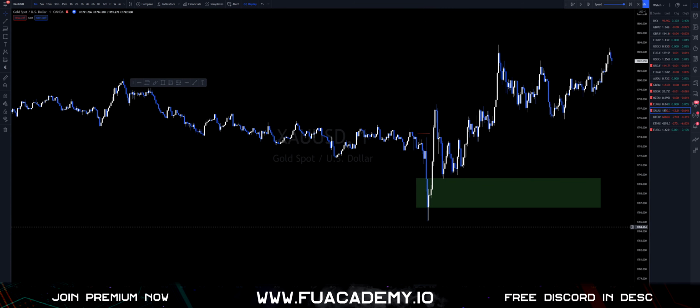So I need to see a sharp move down, and then a sharp move up, and I get in on the retest. Vice versa. If I was to sell, I need to see a sharp move up, and then a sharp move down, and then I sell on retest.